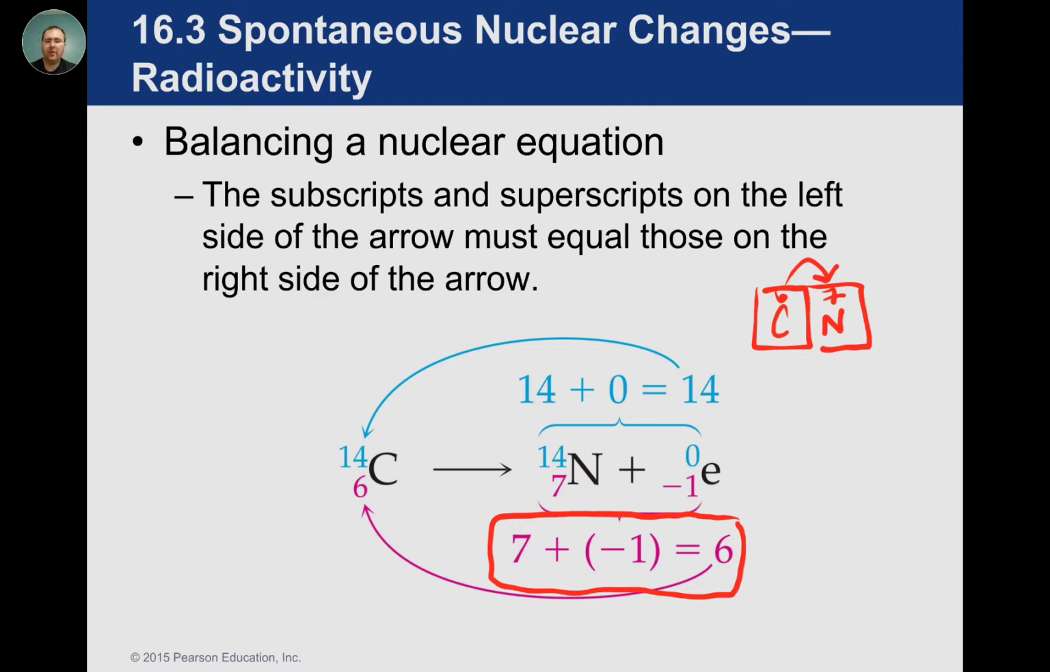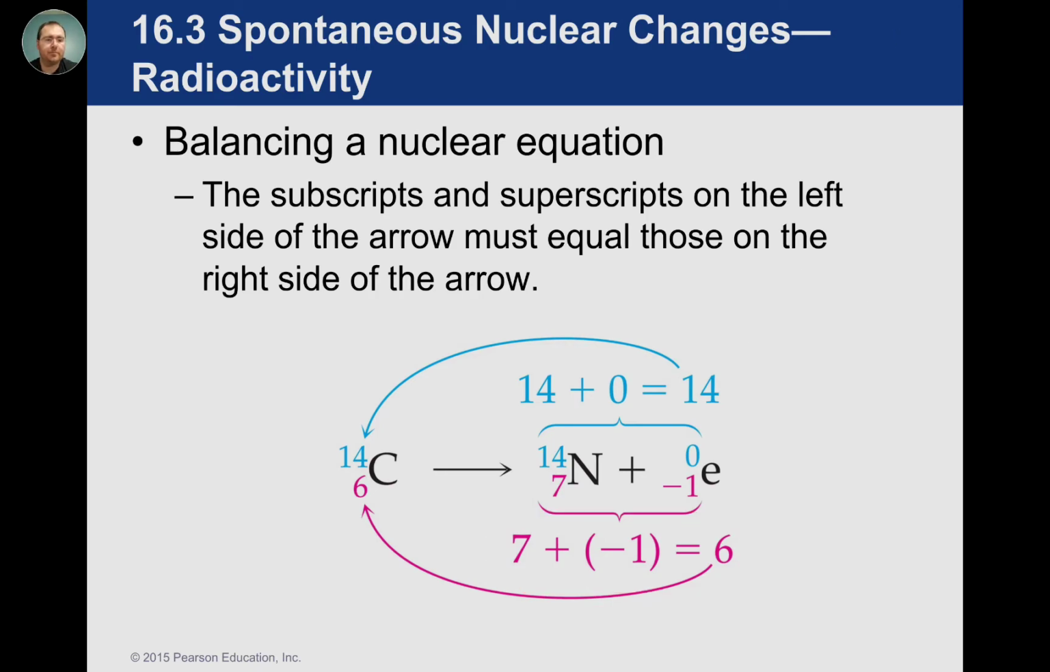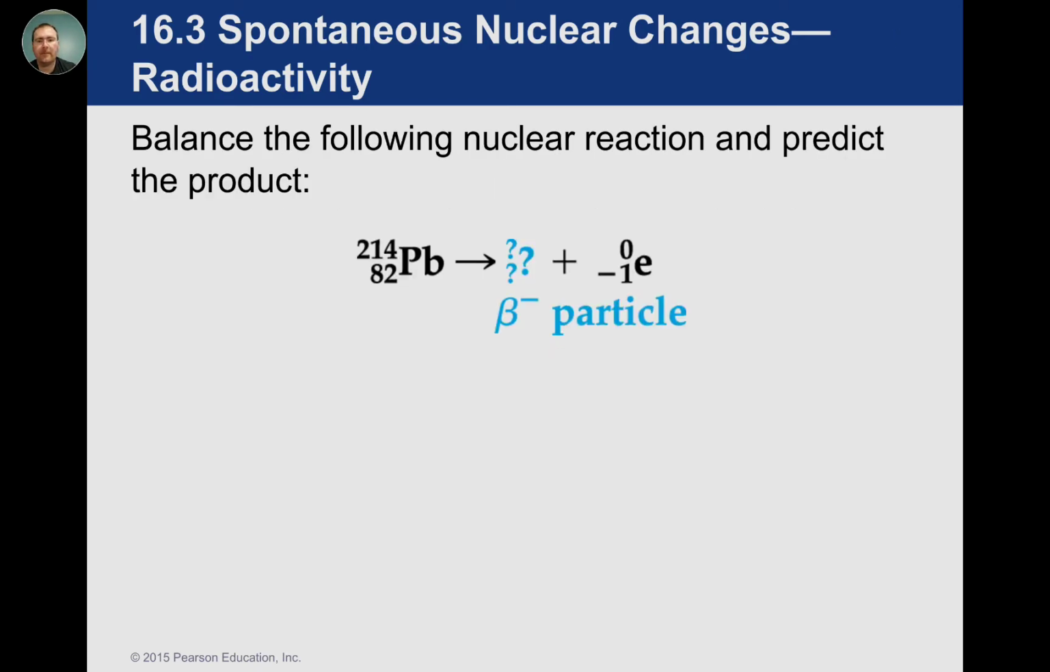So if you don't like the math, think of the direction, and the direction here is forward. So let's try an example. We have lead-214 as a parent. If we look at the periodic table, the number is 82 for atomic number. And then it produces a beta particle.